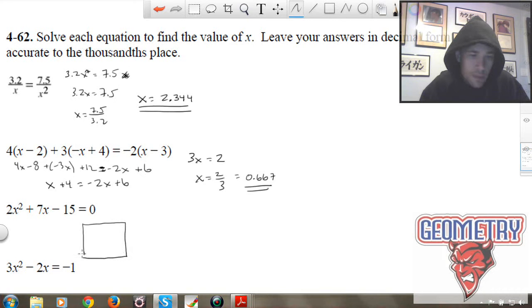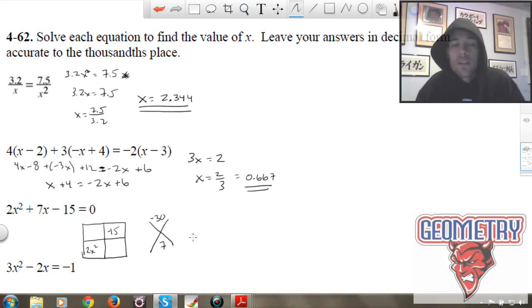So we'll make a little box here, a box and diamond thing. So we got 2x squared, minus 15. Those multiply together to give negative 30, and then this is 7. So now we want factors of negative 30 that will give us 7. Well, how about 10 minus 3? 10 times negative 3 is negative 30. 10 minus 3 is 7. Okay. So let's put in a plus 10 there. Let's put in a minus 3 there.